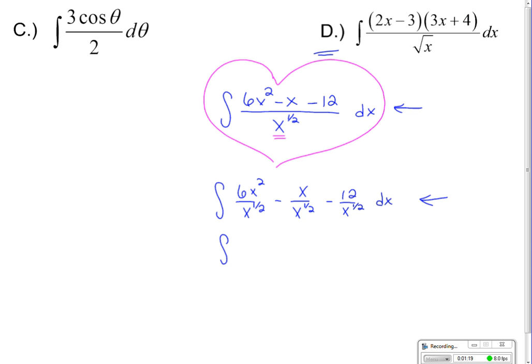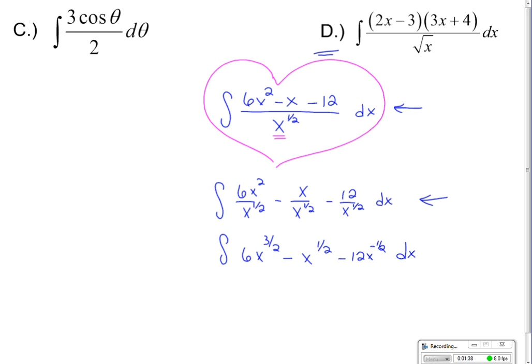Now let's just simplify one more step, and we'll have 6x to the 3/2 minus x to the 1/2, be positive, minus 12x to the negative 1/2 dx.